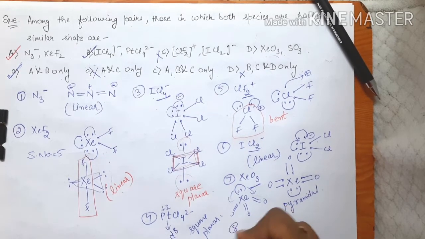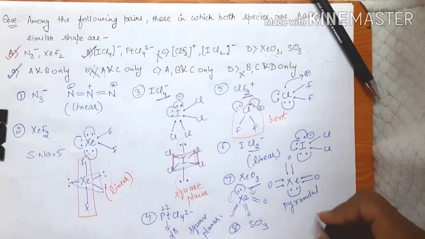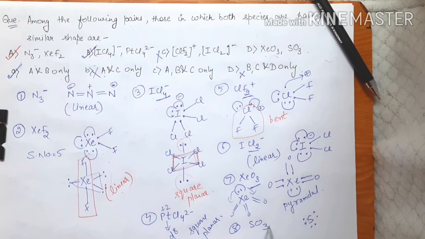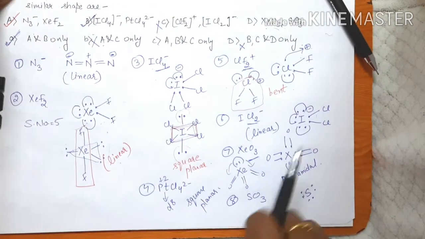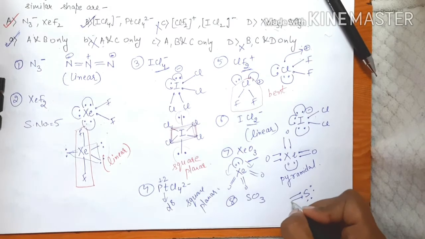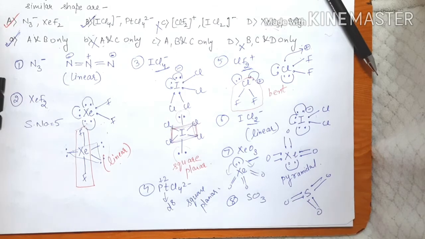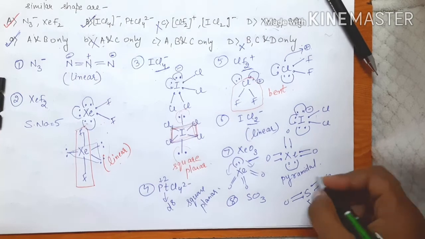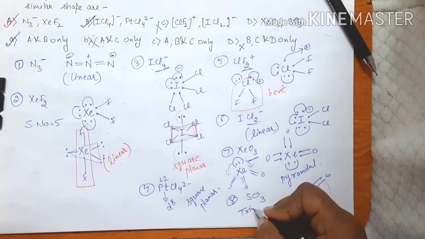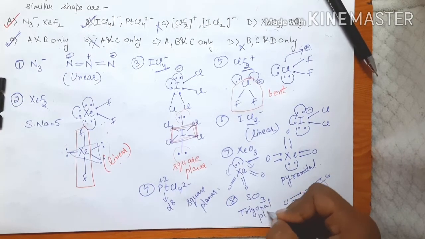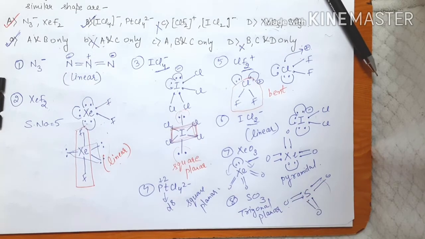Now the last molecule is SO3. Here sulfur belongs to oxygen family, so it will be having 6 electrons in the valence shell. Sulfur is attached to 3 oxygens. Oxygen is bivalent, so 3 oxygens will be attached like this. Here no lone pairs are present, so geometry or shape is going to be same. So it is going to be trigonal planar. This structure is trigonal planar.